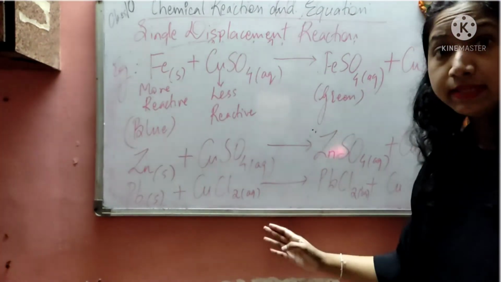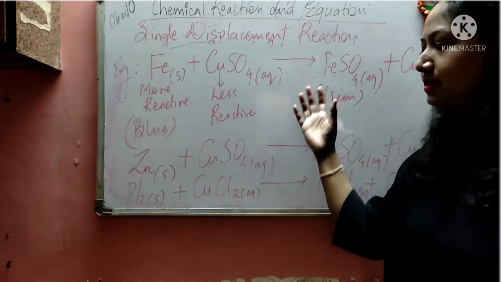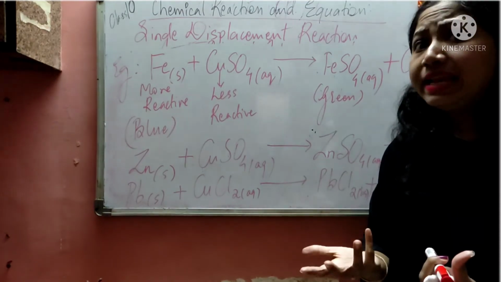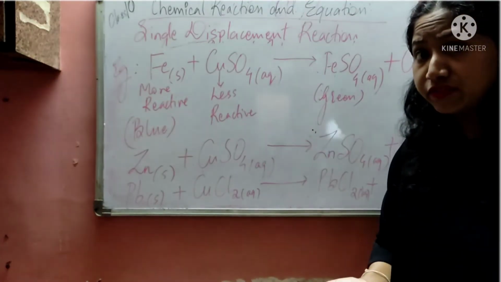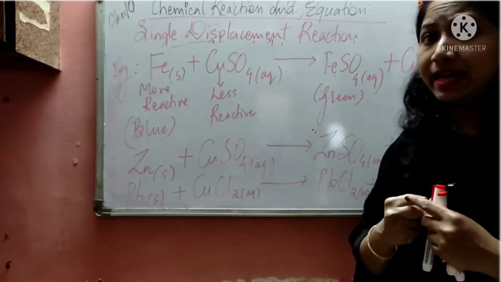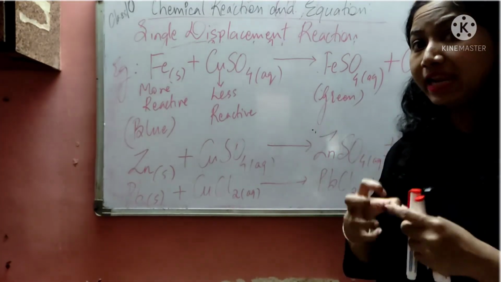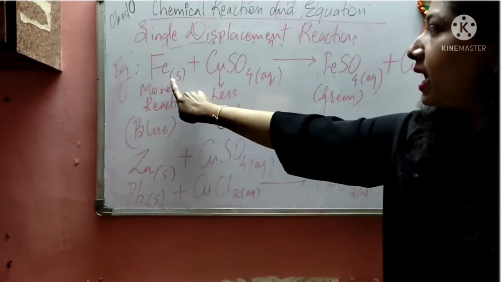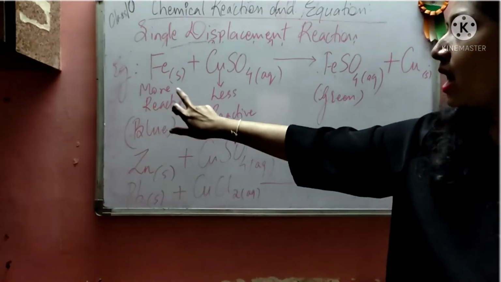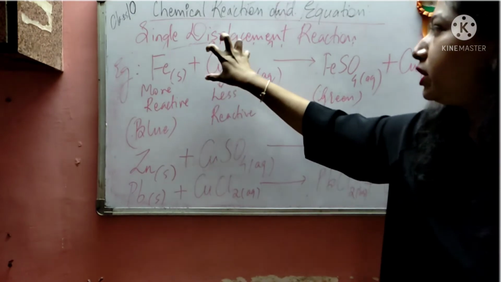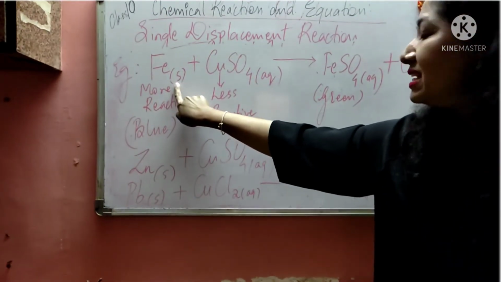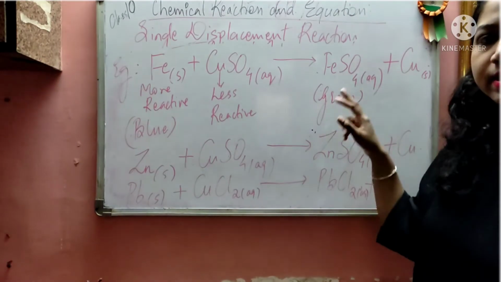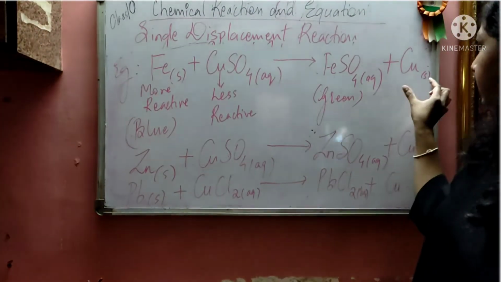So in this example, what we have seen is that the metal or element which is more reactive is going to replace the element which is less reactive and take its place. See, Fe, which is iron, is more reactive than copper, so it removes copper and has taken its place. So we get ferrous sulfate and copper.